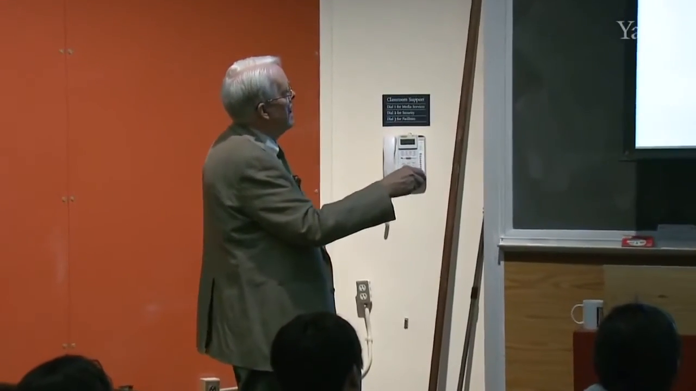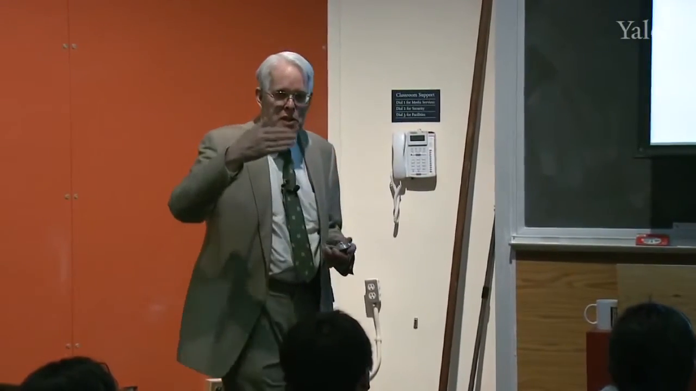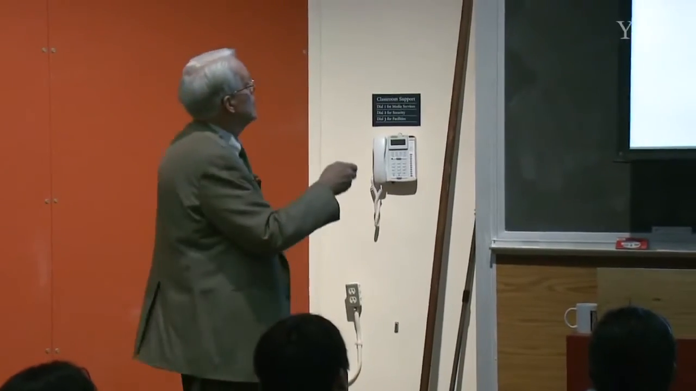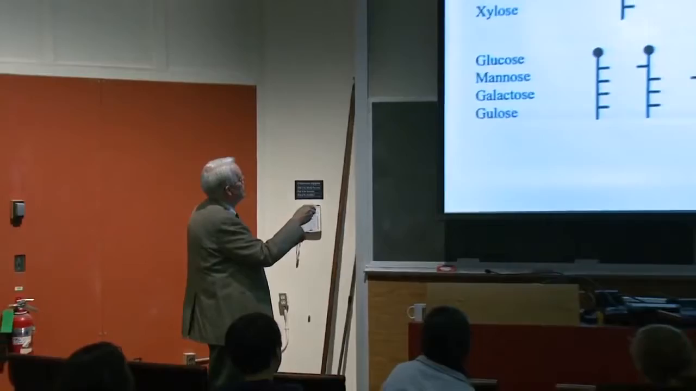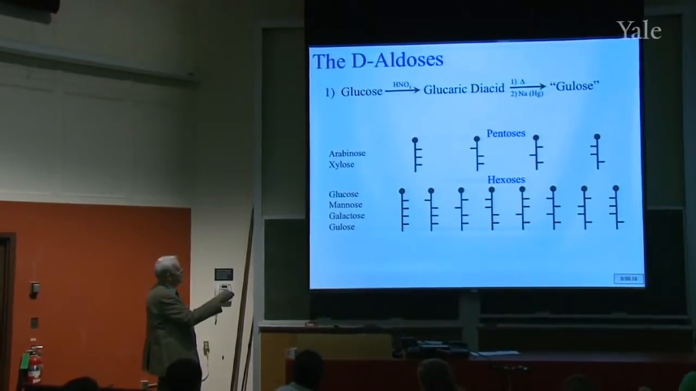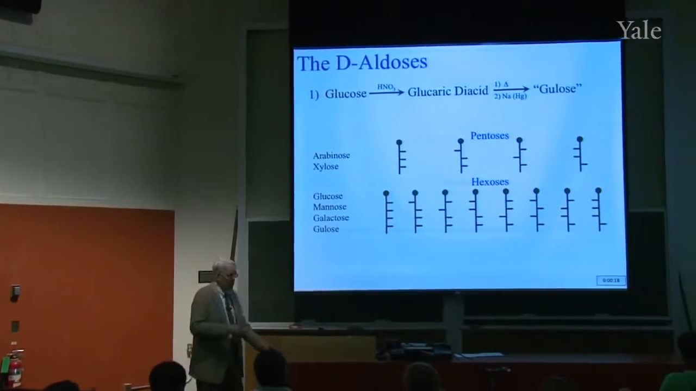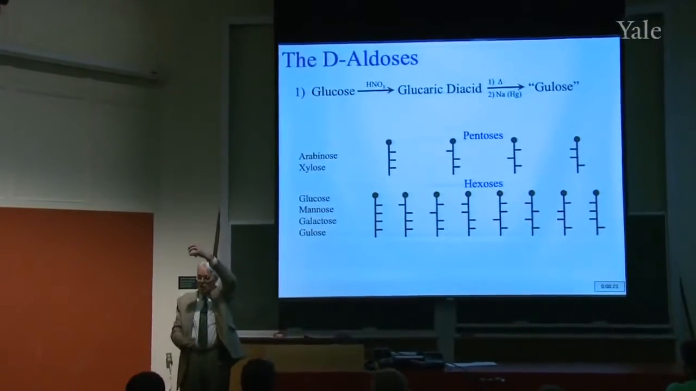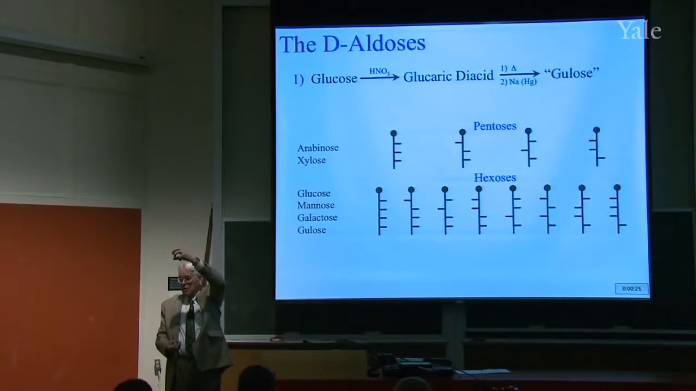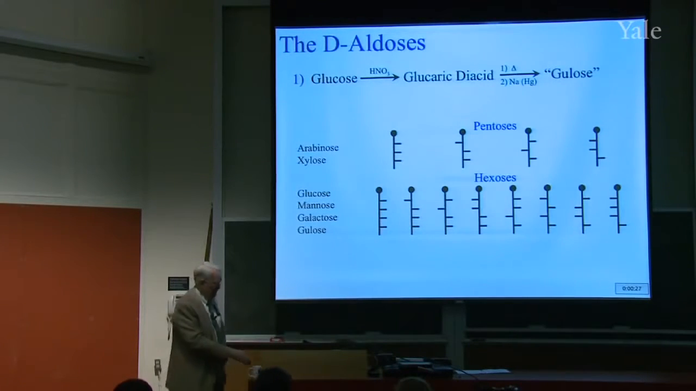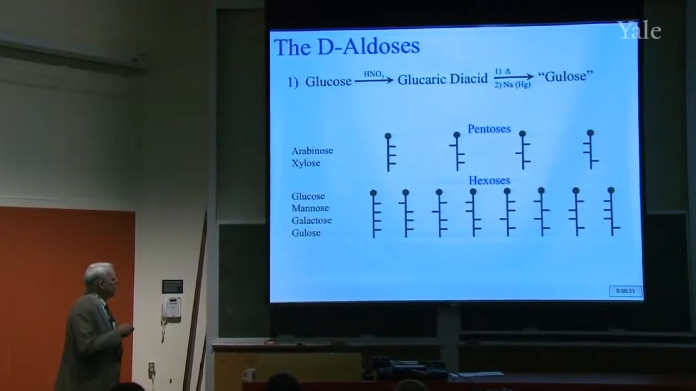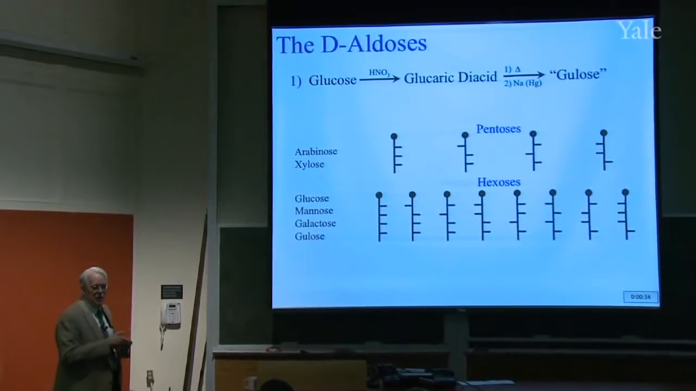So here are the hexoses and pentoses, and we're going to go through his lines of evidence and see how his logic worked. Okay, so evidence one was that glucose gives a diacid, and on heating and reducing, it gives gulose. So when you turn it end for end, right, then you've got a different compound. Okay? So let's go across and see, would that be true of this? If you turned it end for end, would it be a different compound?